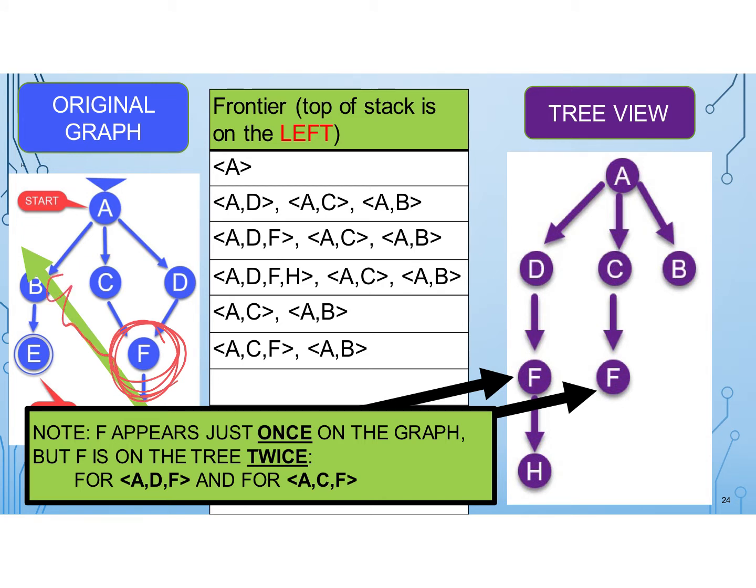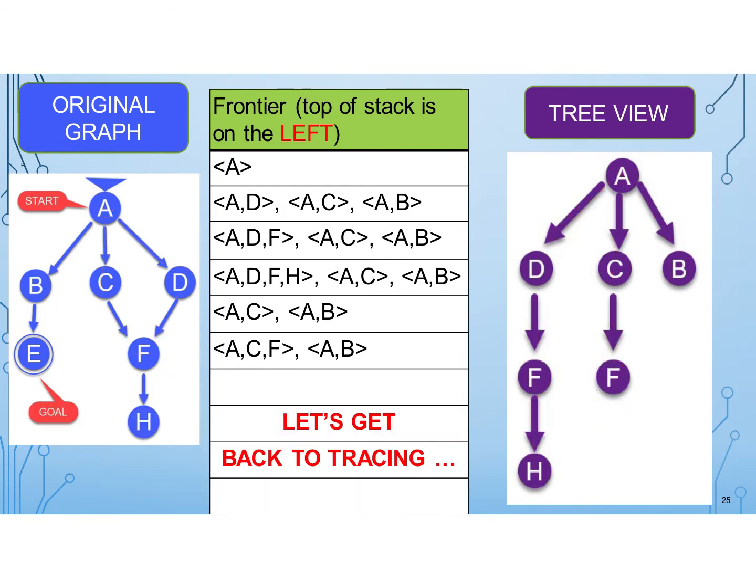But it's actually on our tree twice, right? So essentially, this path ADFH, this F represents ADF, that's the path you're following, whereas this F represents what happens if you did A and then C and then F. So it's just important to understand that while there's only one F in the graph, you could have multiple ones if there are multiple paths in there. Anyway, let's continue our tracing.